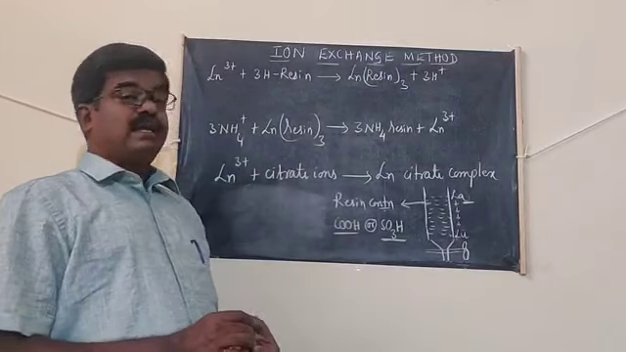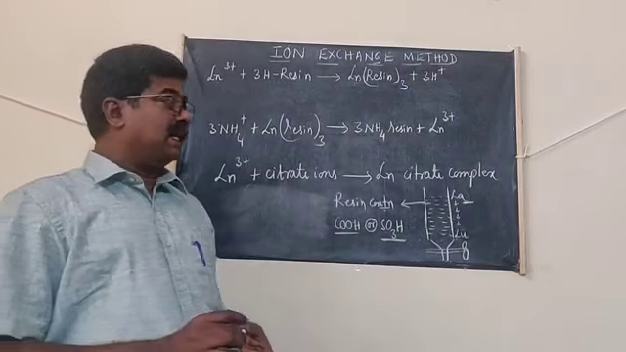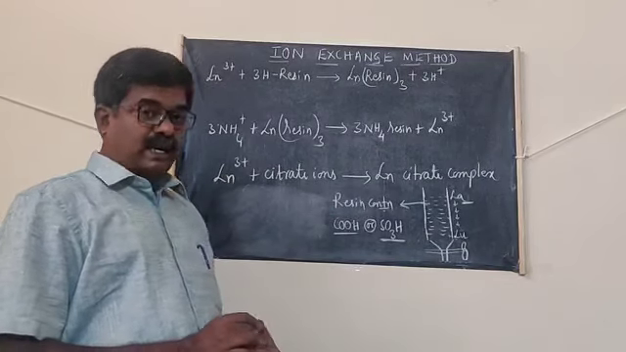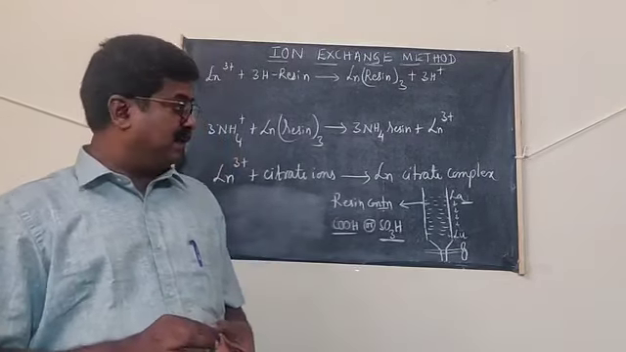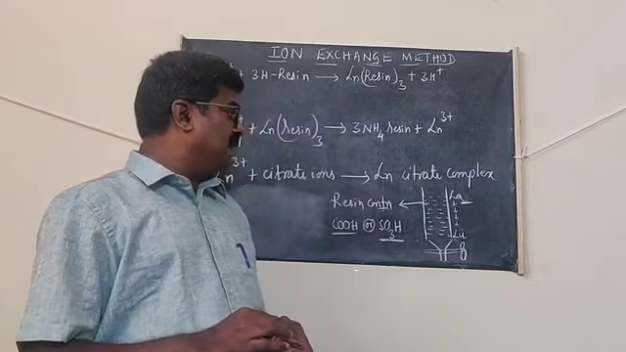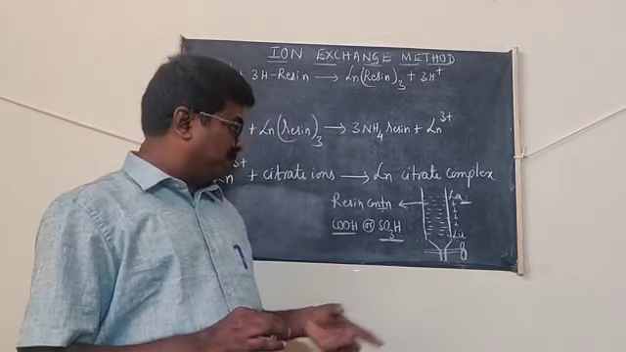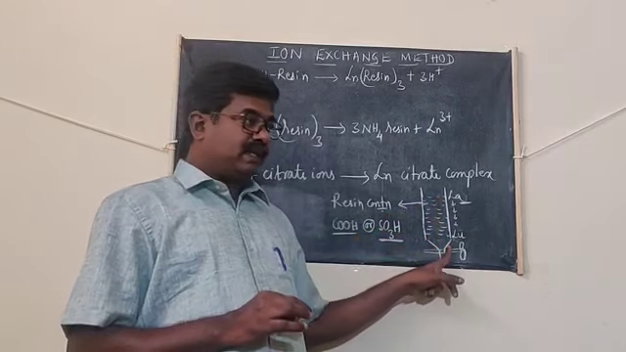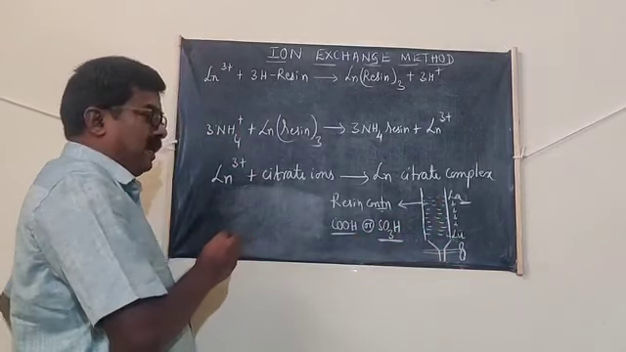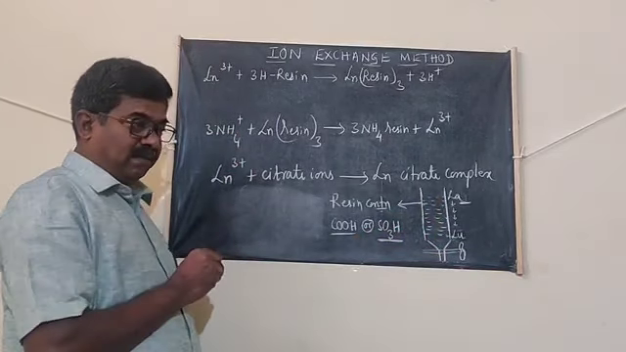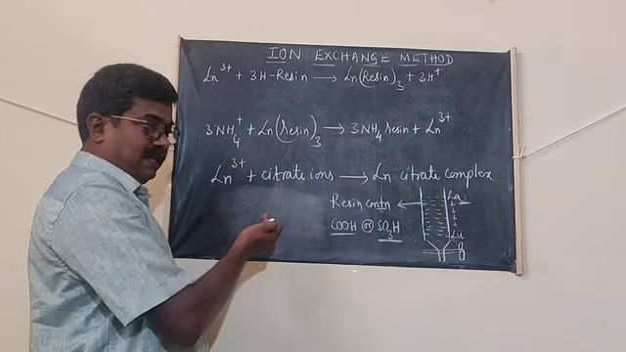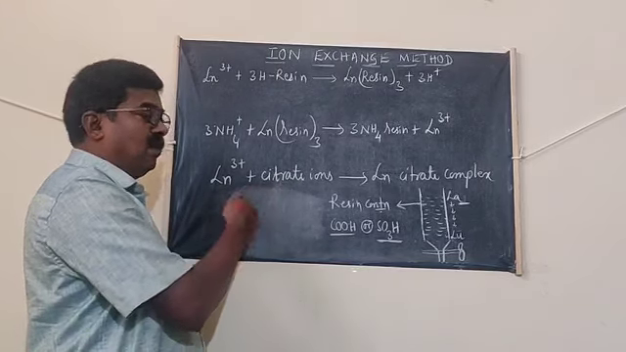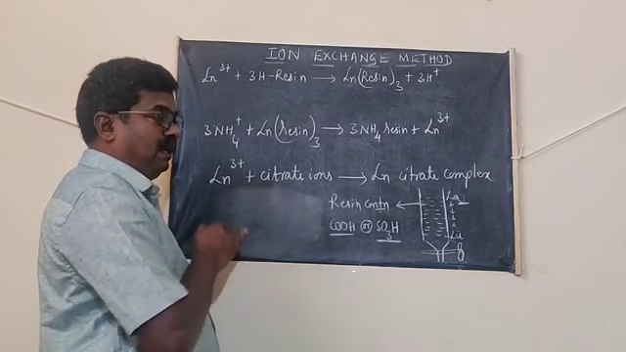Ion exchange method for the separation of lanthanide ions. This is a rapid and effective method for the separation of lanthanide ions. It is based on the difference in the binding of lanthanide ions to the synthetic resin in a chromatographic column. The binding of a lanthanide ion depends upon the size of the ion. The larger the size, the lesser the binding, and the smaller the size, the more the binding of lanthanides to the resin.